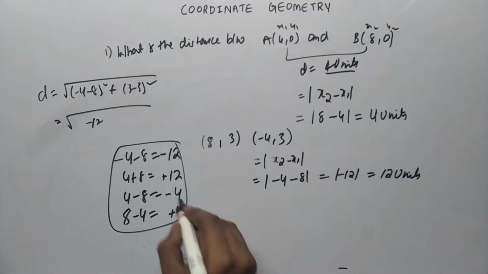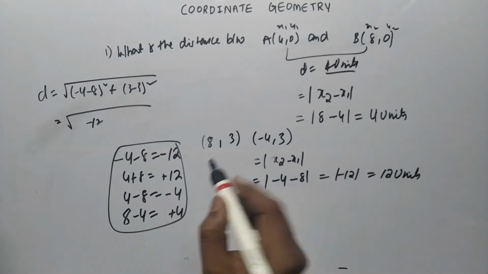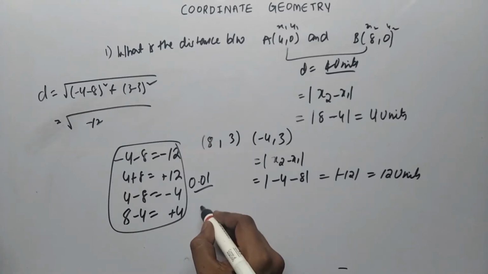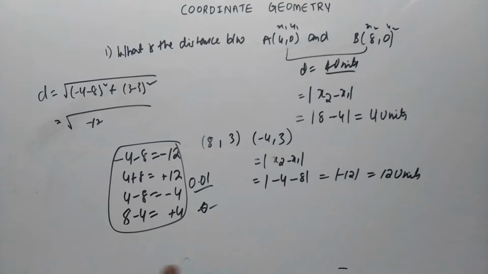This is very important. If you make a single mistake, even a 0.01% mistake, your answer will be wrong. So it means that you will be going to get 0 marks.